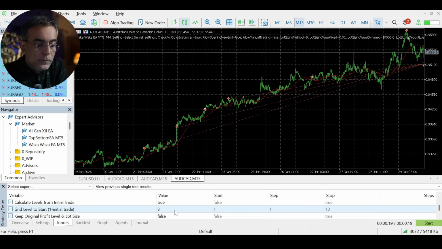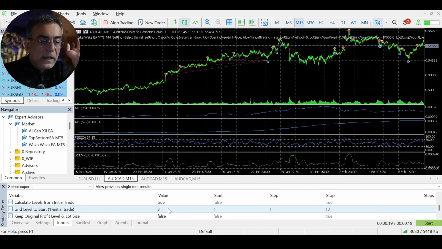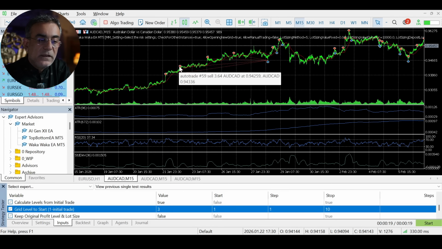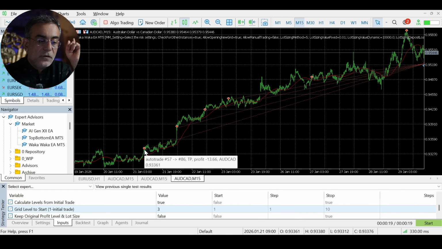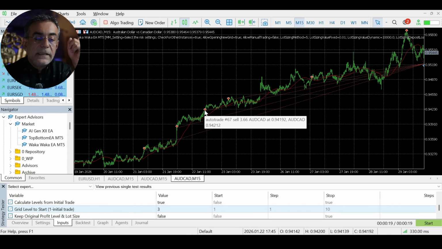Now, another intelligent one is that when you're doing this, you also have the option to keep the original profit and lot sizing. What that means, in the normal case, where we are starting from level 1, the first lot was already 3.64, and this was 3.64. And then already this is 7.28, and then this is again 14.56. But here, you started with 0.01, but then this is going to be equal to the first trade that you placed.